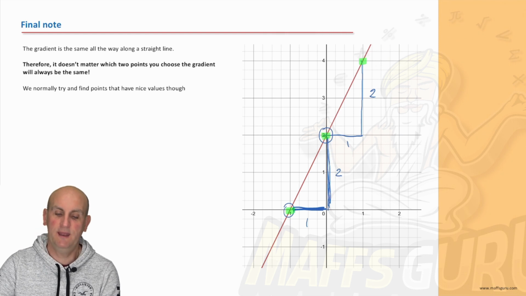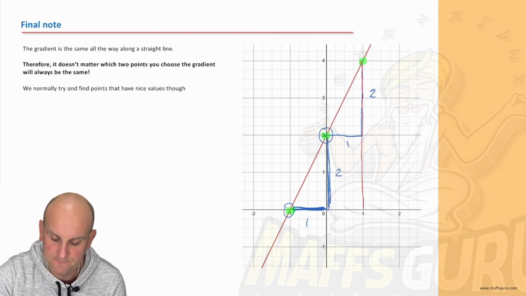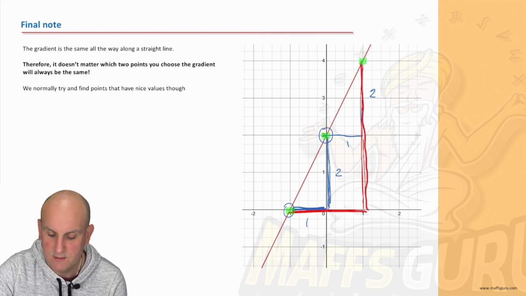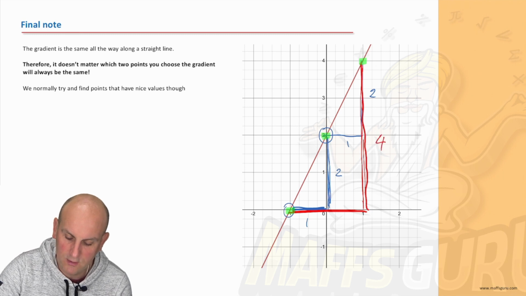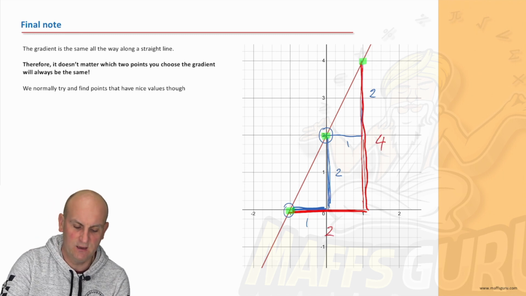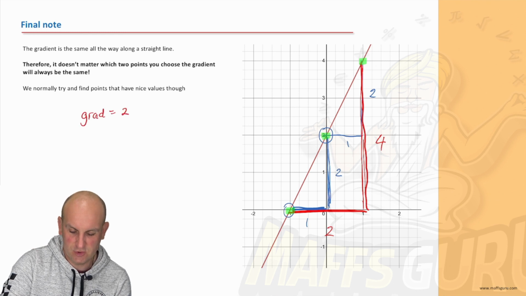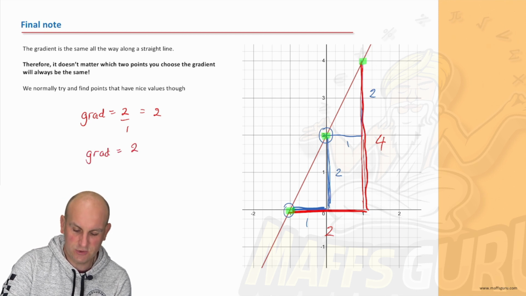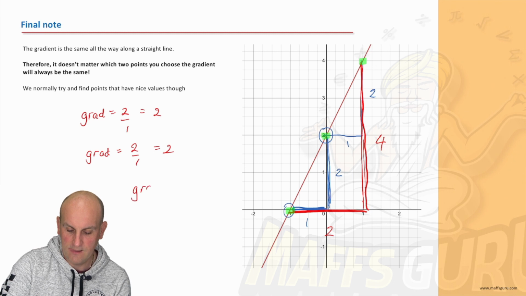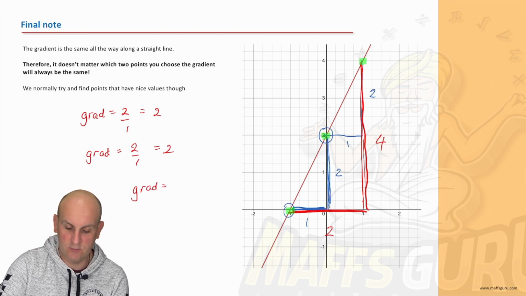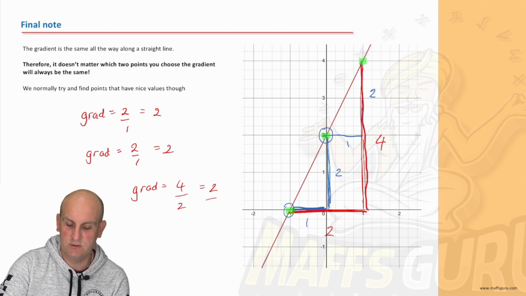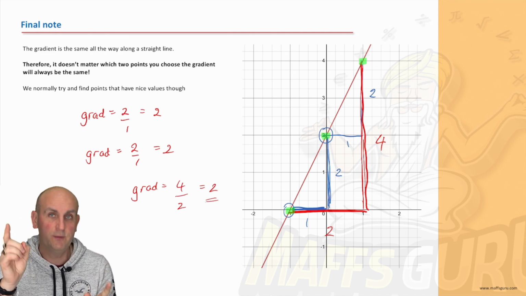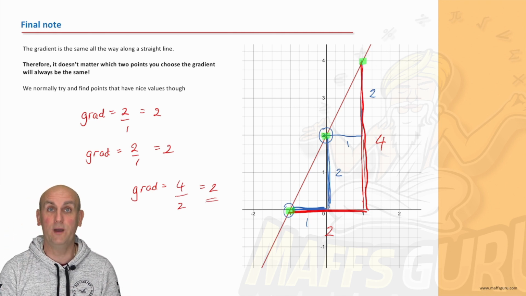But we can even go better, and we can say, let's go from that top one across. So what do we notice? My rise now would be 4, and my run would be 2. So let's check. With one of them, we had gradient was equal to 2 divided by 1, which was 2. The other one, we had gradient was 2 divided by 1, which was also 2. And the gradient of that big red triangle was 4 divided by 2, which is 2. We've just shown that so long as we choose sensible points, and 2 of them on that line, the gradient is going to be the same all the way along that line.